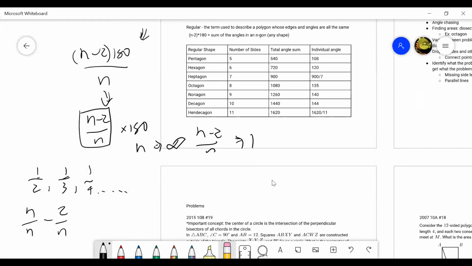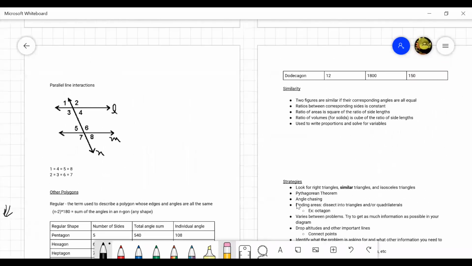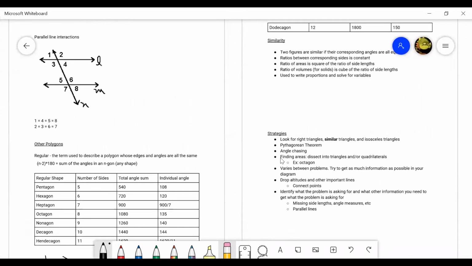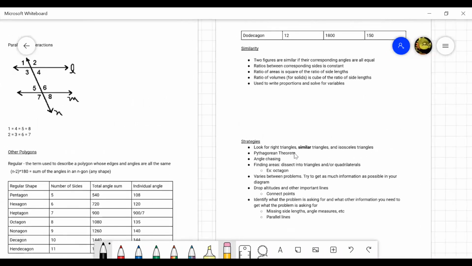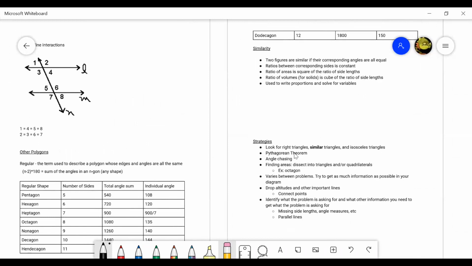But yeah, that's more like turning it into an algebra problem. Besides that, next is similarity. Similarity usually refers to triangles, but it can refer to any polygon. With similarity, all it really says is that these two shapes have the same angles, or the corresponding angles are all the same, and the ratios between the sides are going to be the same.